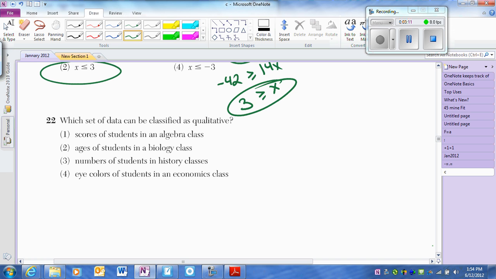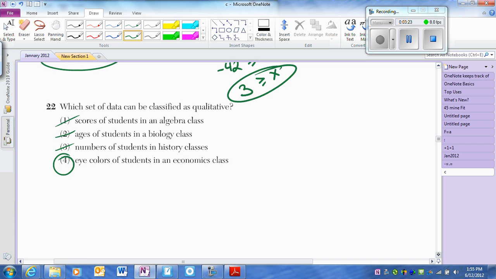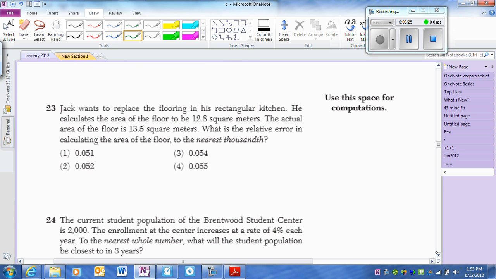Qualitative means things you can't add up, things like traits. Eye color of students is qualitative. Number of students in class can be averaged. Average ages of students, averaged. Scores of students can be averaged. Jake wants to replace the flooring as a rectangle. I mean, I keep coming up with these.